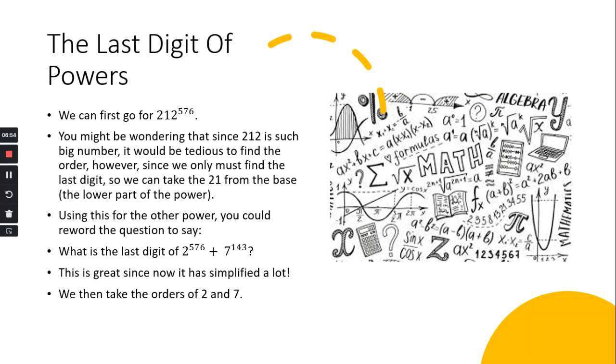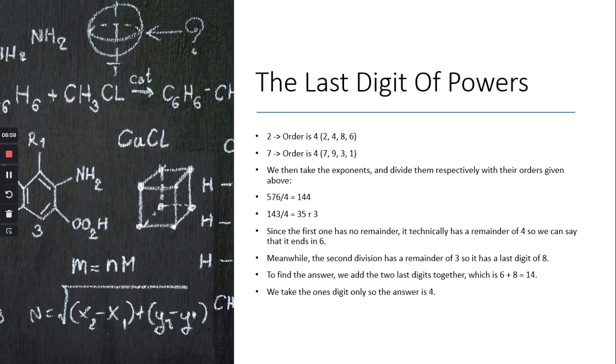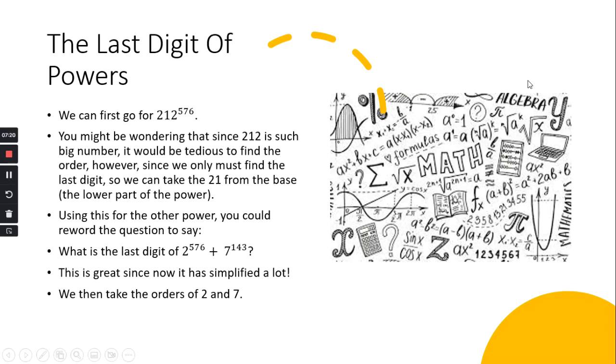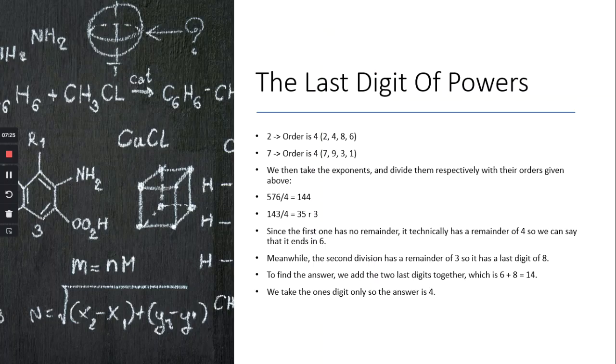So all we have to do is take the orders of the bases 2 and 7. So 2 has an order of 4 and 7 has an order of 4 again, as we said from the table before, where 7 is 7, 9, 3, 1. So now we know that the divisor both have to be 4. Meanwhile, we take the exponent. We got 576 before with the 2 and 143 with the 7 as shown in this slide. So we divide both of these numbers by 4.